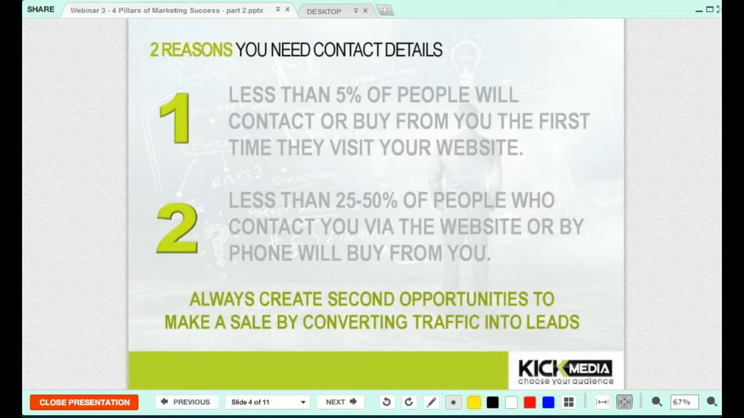to obtain more contact details and be able to convert those people with special offers, which we'll talk about as well today. So pretty good reasons, don't you think, to obviously focus on obtaining contact details as a major focus. So let's look at how we convert more traffic into contactable leads.